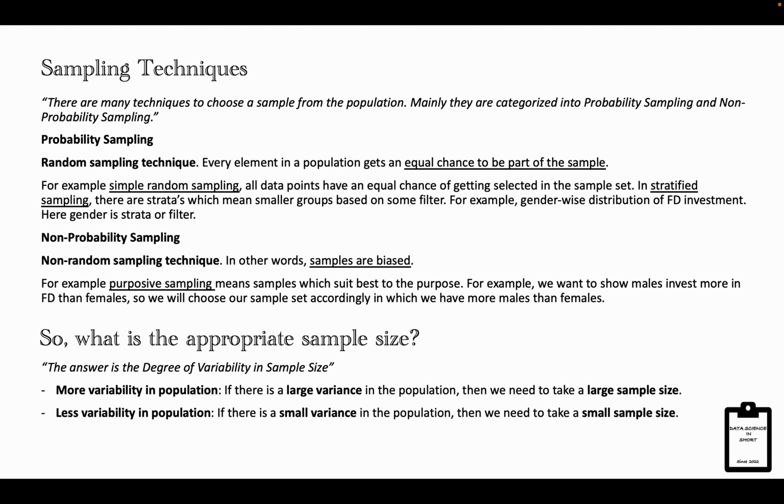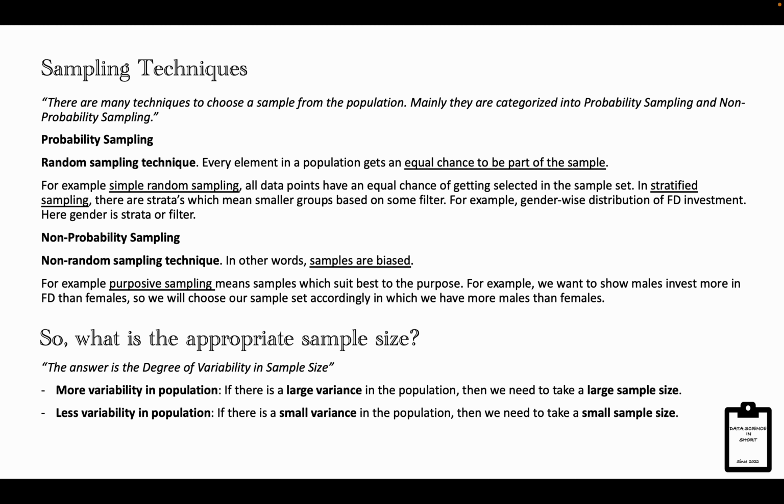There are many techniques to choose a sample from the population. Mainly they are categorized into probability sampling and non-probability sampling. So what is probability sampling? Also known as random sampling. Every element in a population gets an equal chance to be part of the sample. For example, simple random sampling. All the data points have an equal chance of getting selected in the sample dataset.